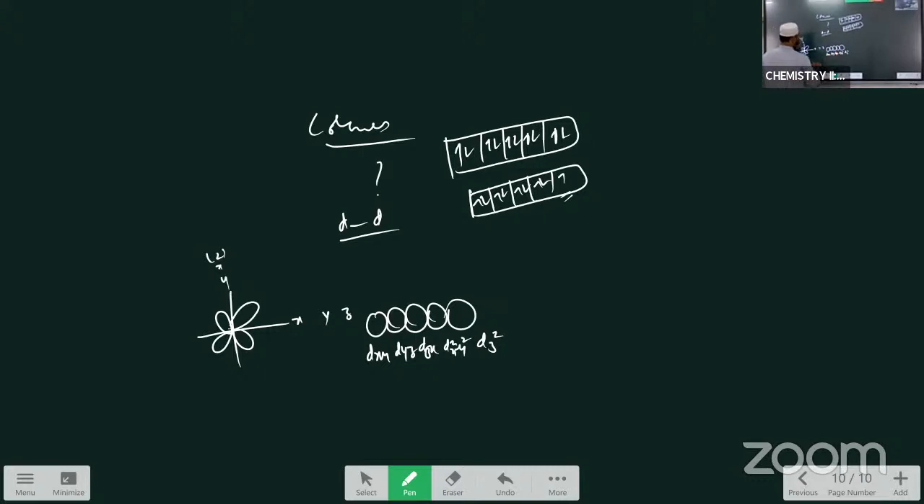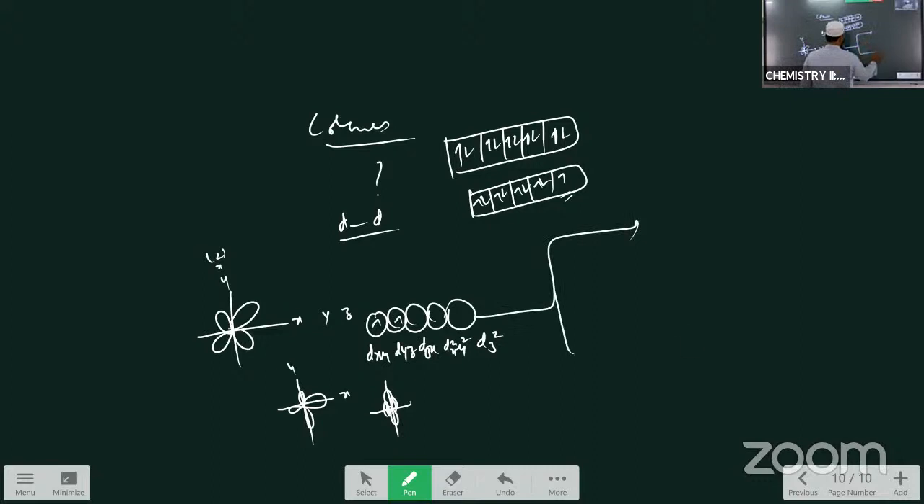In case of the dx square minus y square, this is x and y, dx square and y square. Lobes are present on the axis, and in case of the dz square, lobes are also present on the axis. So when sunlight falls, if they are having unpaired electrons, what is going on? See here. So the degeneracy of these 5 orbitals is lifted.